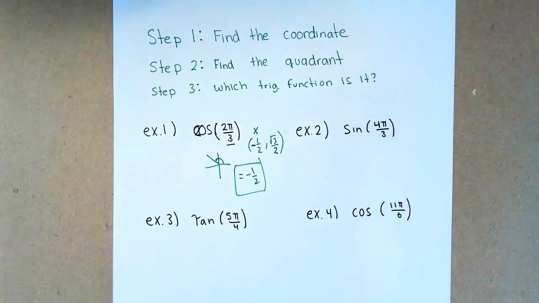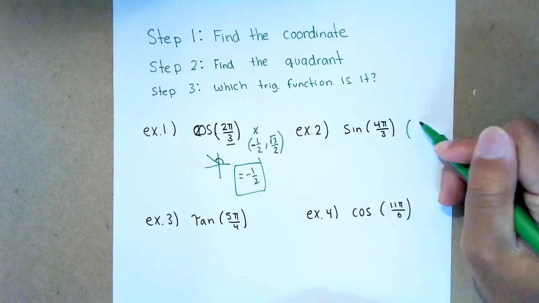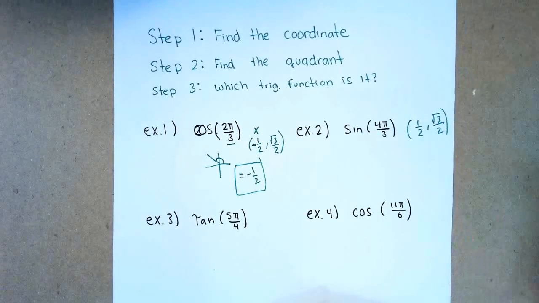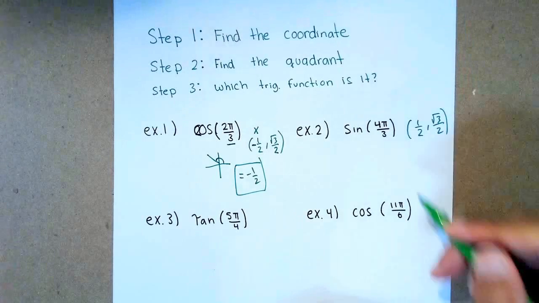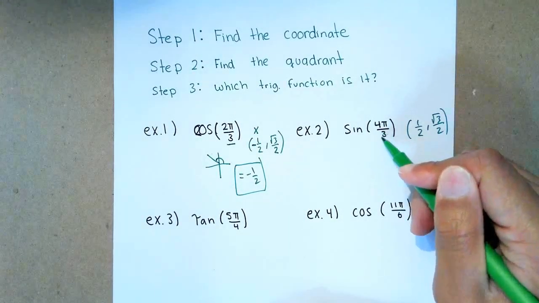So then we get to example 2. Okay. First step, find the coordinate. Look at your denominator, 3. Okay, I know 3, that's the one that adds up to 3, so it's 1/2, comma, radical 3 over 2. Step 2, what's the quadrant? Look at your numerator, look at your denominator. 1 more. 1 more is quadrant 3.